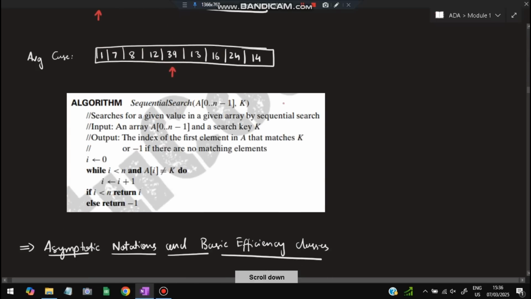Okay, so the algorithm for sequential search is given here. We'll start from i equal to 0 and we'll go till n. Whenever we don't get the value of the key which we are trying to find out, we'll keep on continuing and doing i plus 1. Whenever we get the value, we'll be returning that value. In case we exceed the value of n and still we haven't got it, we'll be returning -1. This is the algorithm for sequential search.